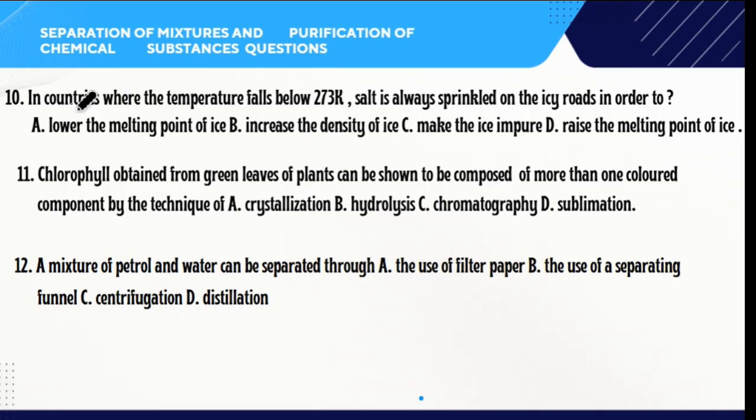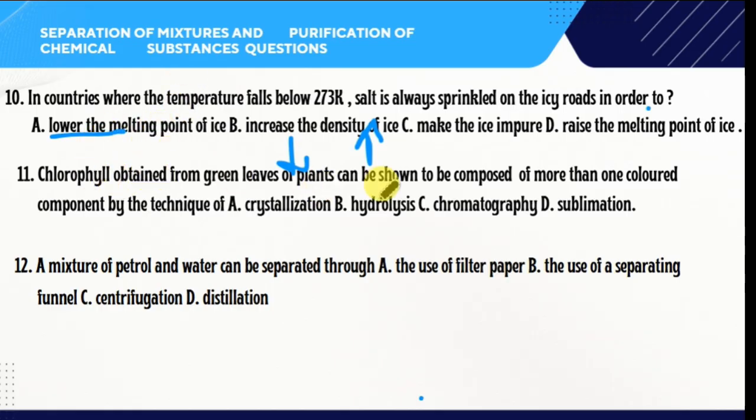In this question, we have that in countries where the temperature falls below 273 Kelvin, salt is always sprinkled on the icy road in order to dash. As I've said earlier, the addition of impurity to a particular substance usually lowers the melting point and increases the boiling point, right? So we are talking about the melting point here. So definitely it's going to lower the melting point. Although making the ice impure sounds reasonable, the main reason why we are adding the impurity is in order to lower the melting point.